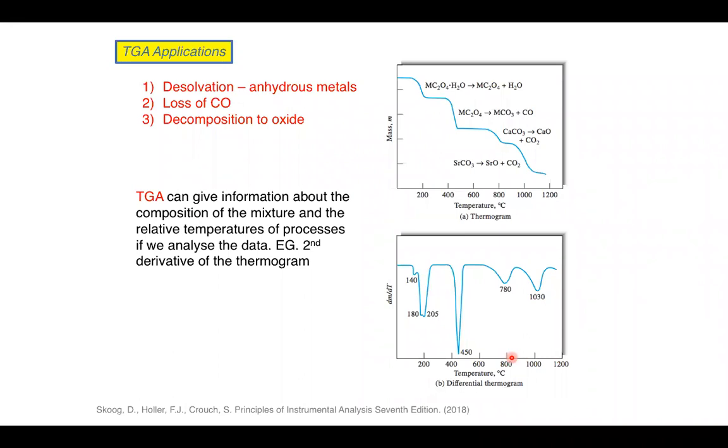Now you can take a second derivative of a lot of different analyses to try and see exactly where the peak positions are. This just happens to be one of the more common ones. So the 3 peaks here suggest different hydrate stabilities. So we're losing the first hydrate at 140 and then 180 and 205 are different hydrates. And so some of those are stuck on stronger than others.